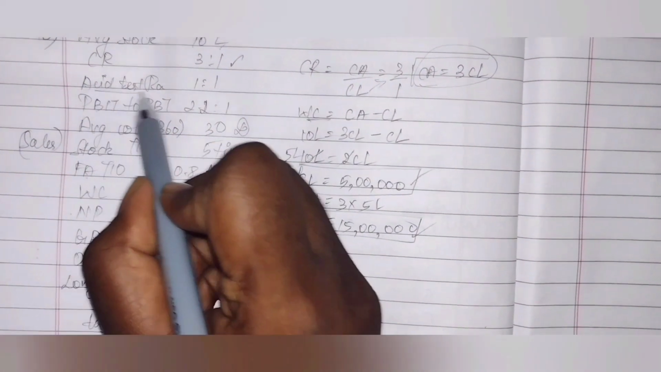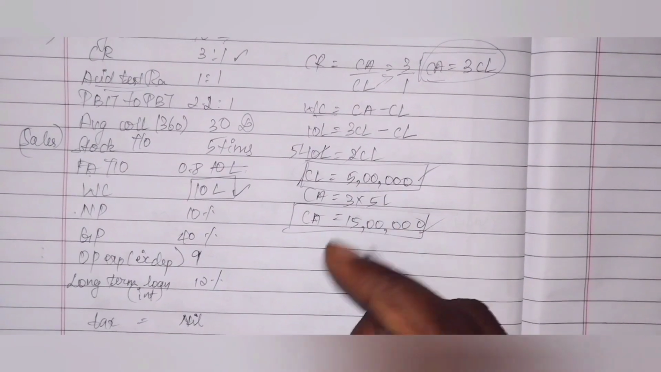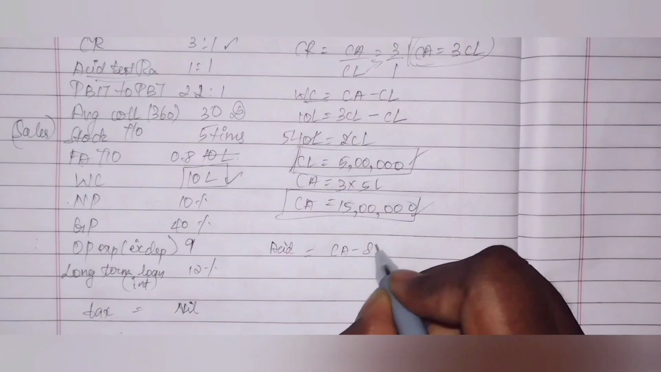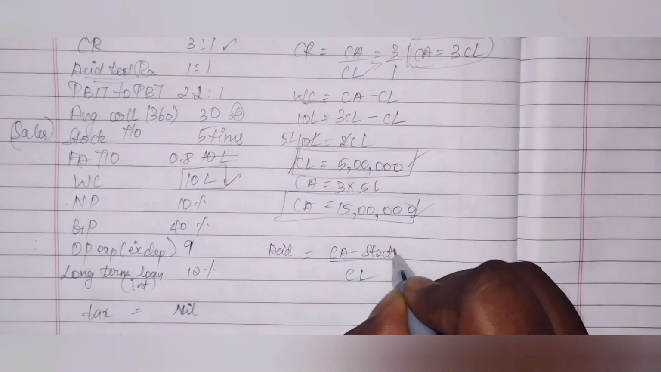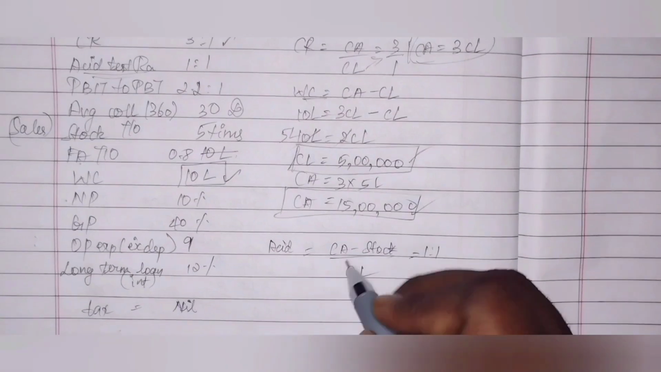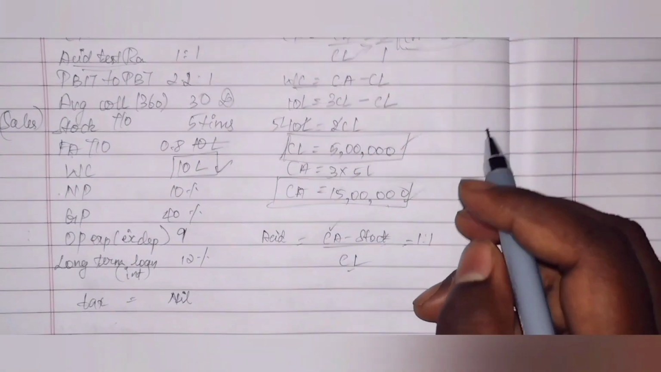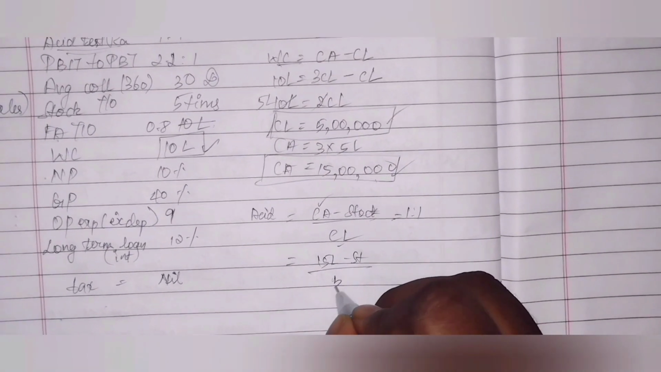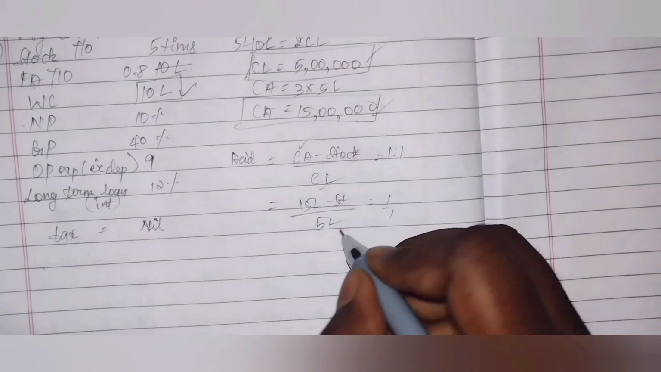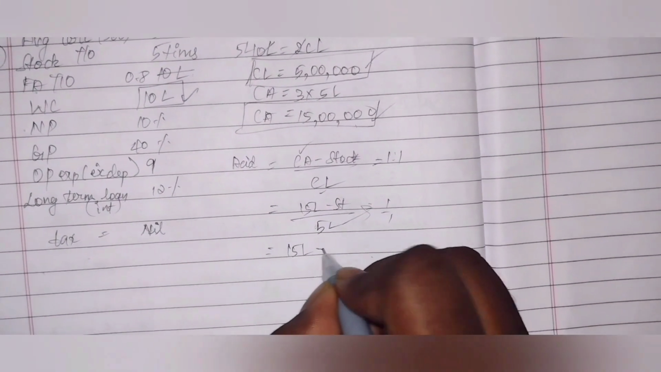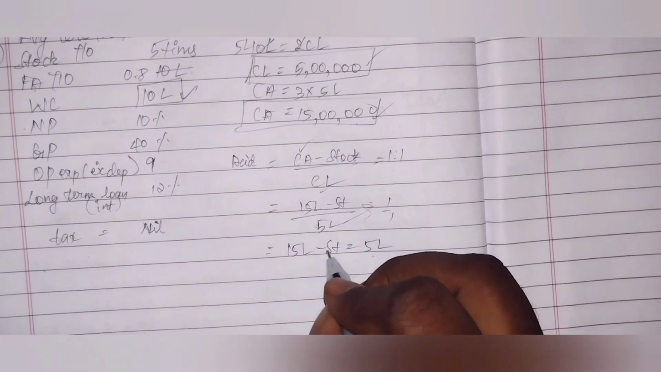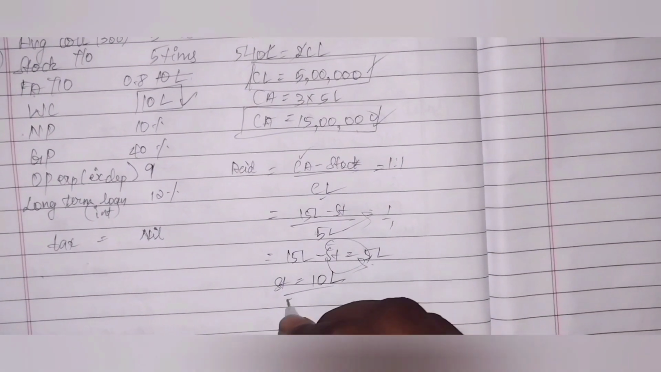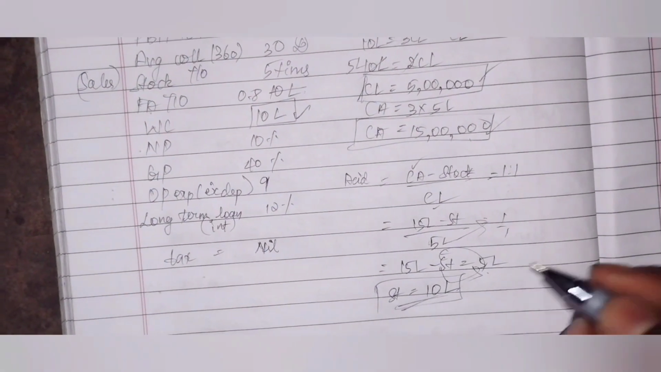With the help of the asset test ratio, we can find the value of stock. The asset test ratio formula is current asset minus stock by current liability is equal to 1 is to 1. We already know current asset and current liability. Current asset is 15 lakh minus stock, by current liability 5 lakh, is equal to 1 by 1. When we cross multiply, we get 15 lakh minus stock is equal to 5 lakh. Taking stock to one side and 5 lakh to the other, stock is equal to 10 lakh.